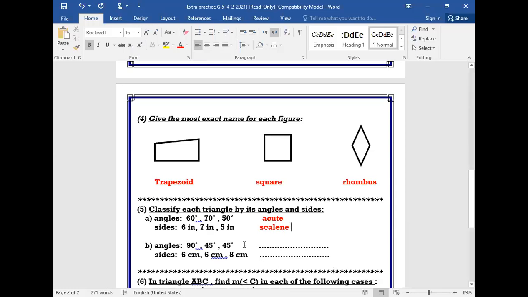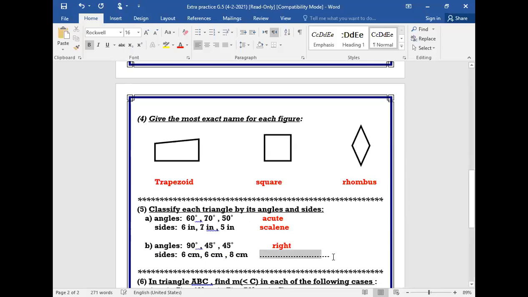Now, the second triangle. The angles are 90 degrees, 45 degrees, and 45 degrees. What is the kind of this triangle related to its angles? Right, we have one right angle. It will be a right triangle.